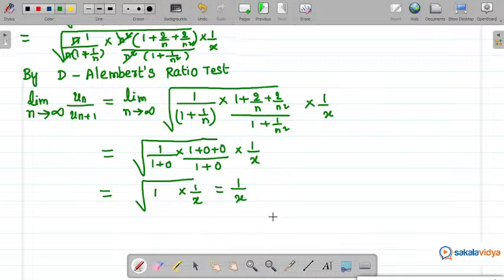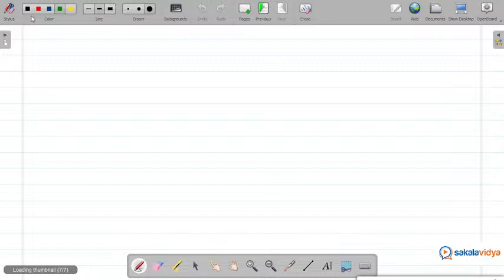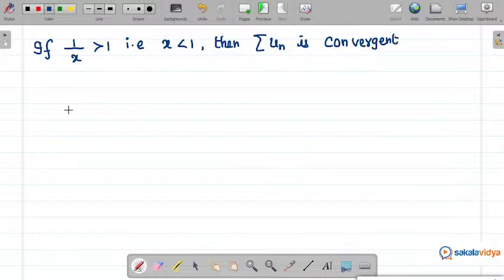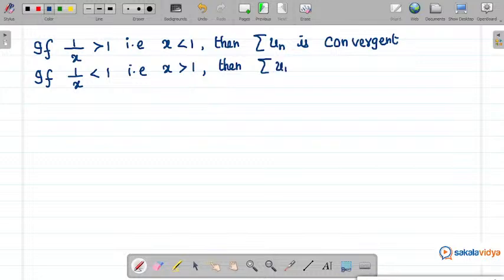So now let us write now the cases. The cases will arise. Next we need to discuss. First write down, what are the cases that will arise? If 1 by x is greater than 1, that is x less than 1, then sigma un is convergent. It converges. Suppose if 1 by x is less than 1, that is x greater than 1, then sigma un is divergent.